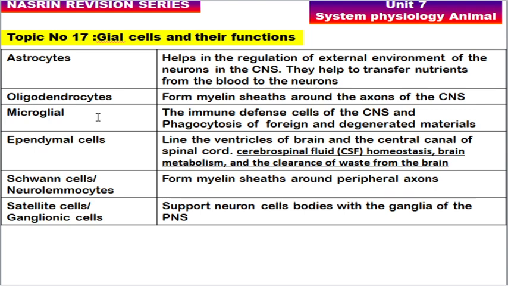Next is microglial cells, and these are the immune defense cells of the CNS, and their important function is phagocytosis of foreign or degenerated material. Next are the ependymal cells. These line the ventricles of the brain, and are also present in the central canal of the spinal cord. Their main function is involvement in homeostasis of CSF, the cerebrospinal fluid, and in brain metabolism, and they are also involved in clearance of waste from the brain. Then there are satellite cells and ganglionic cells. They generally support the neuron cell bodies within the ganglia.